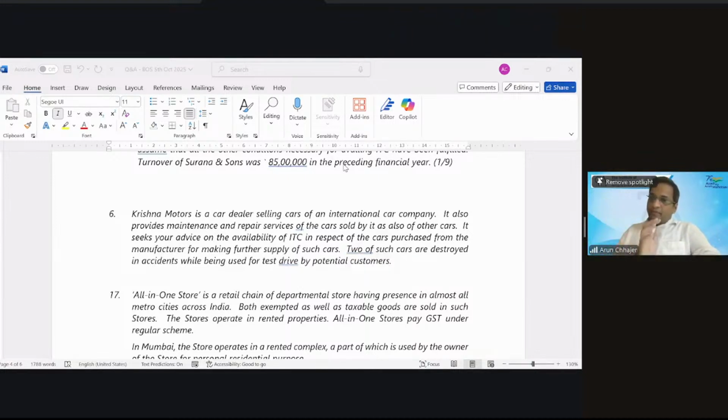There has to be common ITC. See, for exempt supply, you are not taking the ITC. For taxable supply, you are taking the ITC, and none of the ITC is being used commonly. But if it is common ITC, then yes, it needs to be reversed, whether it is trading or manufacturing, whatever. ठीक है.